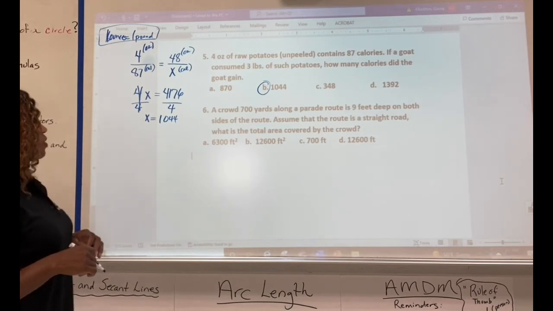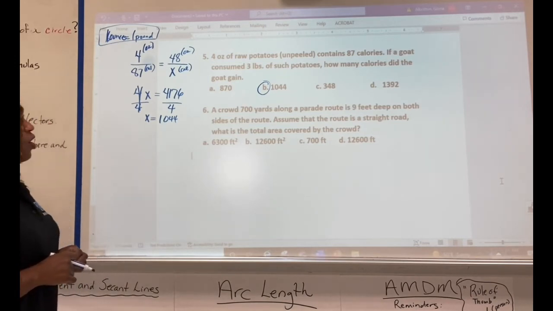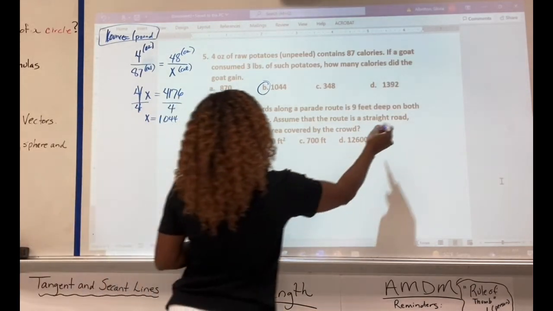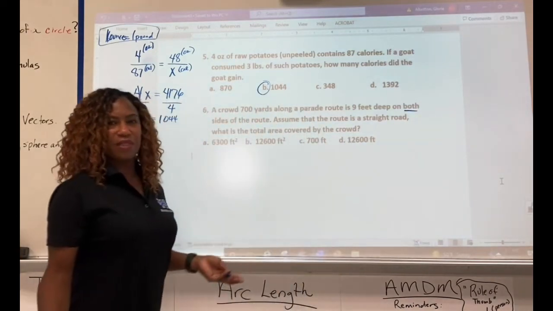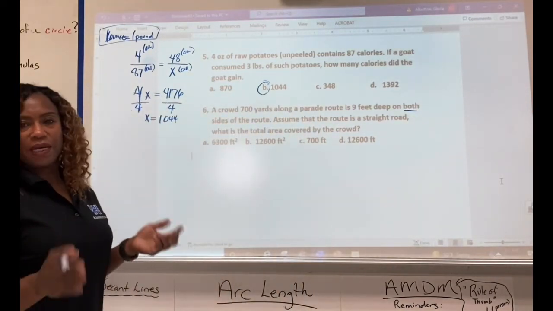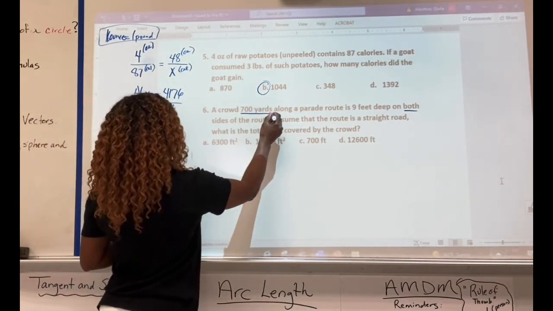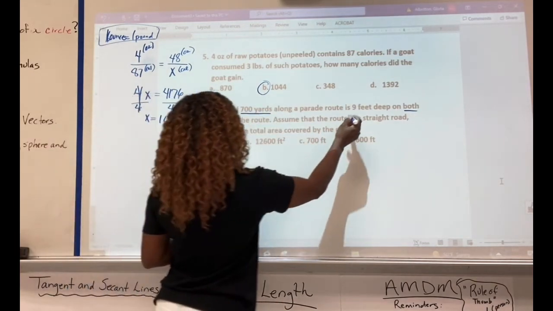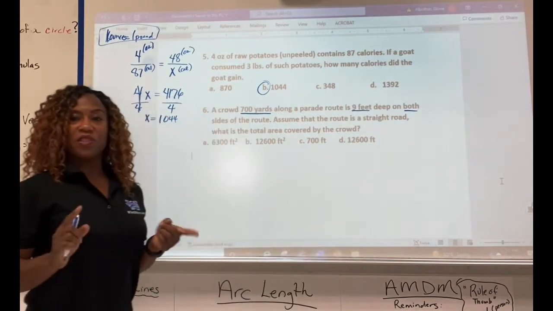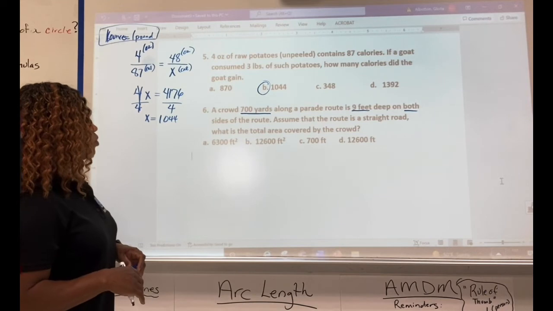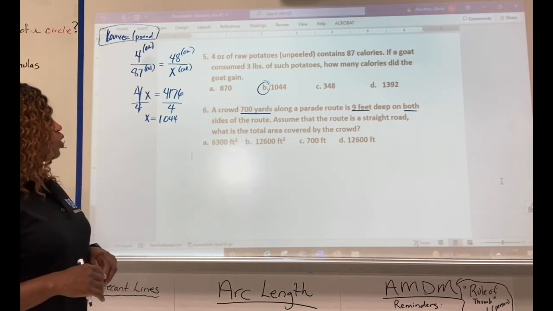Number 6. So we've got a crowd that's 700 yards long along a parade route. It's 9 feet deep on both sides of the route. So the first thing I notice is both sides. So that tells me something, that I'm going to have to double my answer at the end. But we've got a 700-yard long crowd, but then we've got 9 feet. So we see different units. We've got to convert so we can have consistent units. Assume that the route is a straight road. What's the total area covered by the crowd?